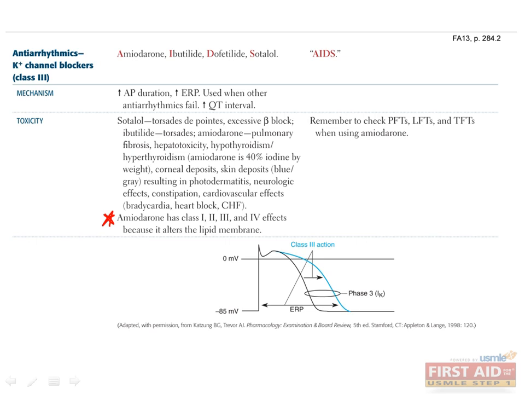An interesting fact is that amiodarone acts as a class 1, 2, 3, and 4 channel blocker, and it is 40% iodine by weight and has similar structure to thyroxine. Therefore, it can cause abnormal thyroid function with either an increase or decrease in thyroid function. Any patient taking amiodarone should be monitored with pulmonary function tests, liver function tests, and thyroid function tests. Other toxicities include blue-gray skin deposits and neurologic effects.